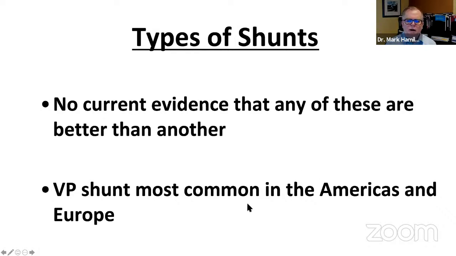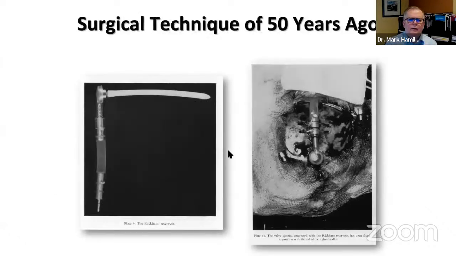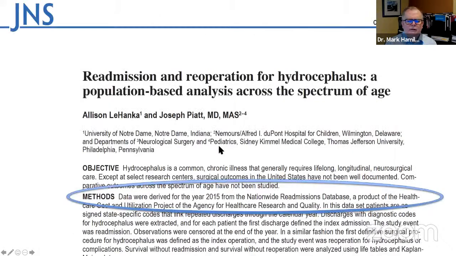VP shunts are most common in the Americas and in Europe. LP shunts are slightly more common in Asia. Each of them has its own pluses and negatives, but there has been no good head-to-head study comparing them. Our technology and techniques have improved. This is 50 years ago with a Rickham reservoir: a lot of metal, bulky, thick, stiff catheters. Things have improved a lot, but this paper illustrates that while things have improved technically, there are still some challenges in this population. This is a paper from Joe Pyatt that was published just in the past year.